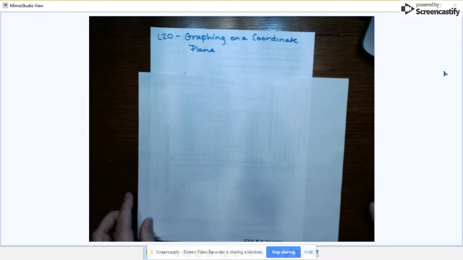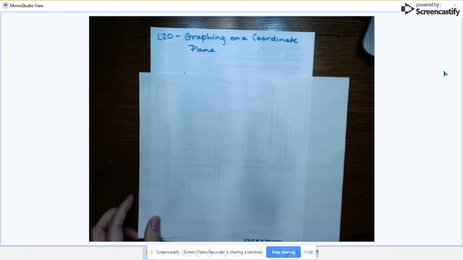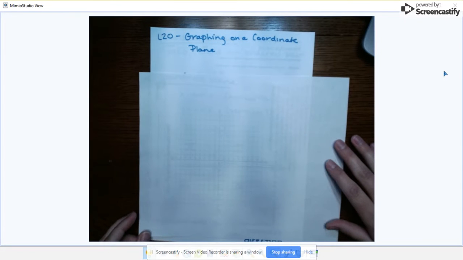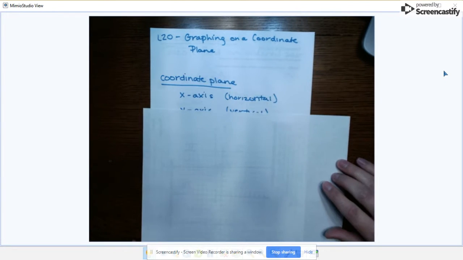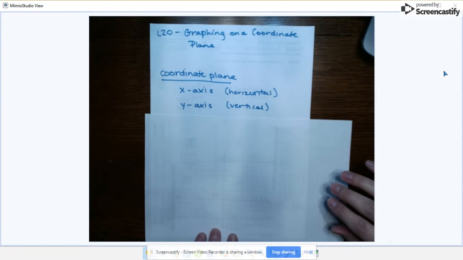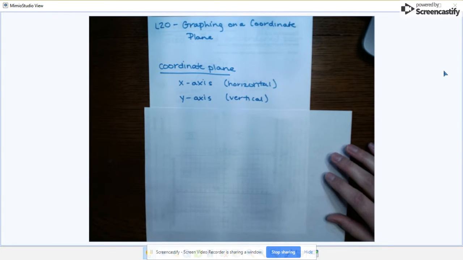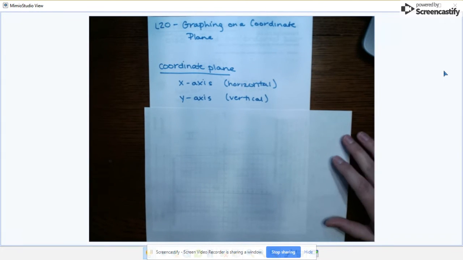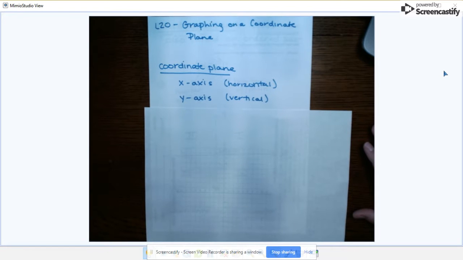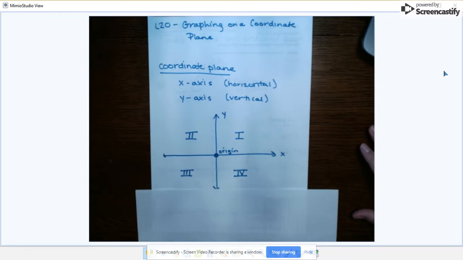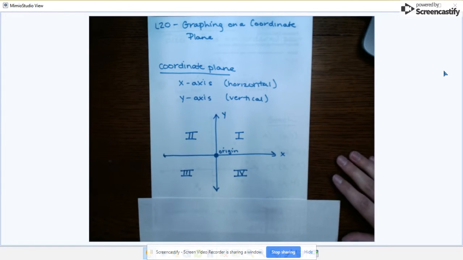Hey class, today we're going to learn/review how to graph on a coordinate plane. So we're going to have a coordinate plane composed of two axes. We have the x-axis and the y-axis. Our x-axis will always be horizontal and the y-axis will always be vertical. So here's kind of what our coordinate plane looks like.